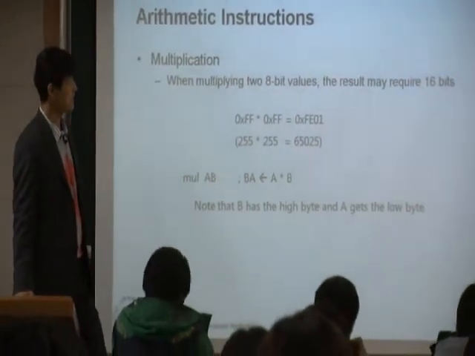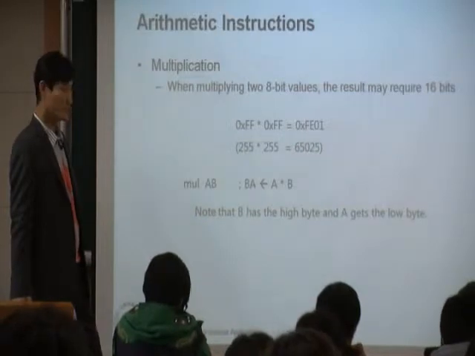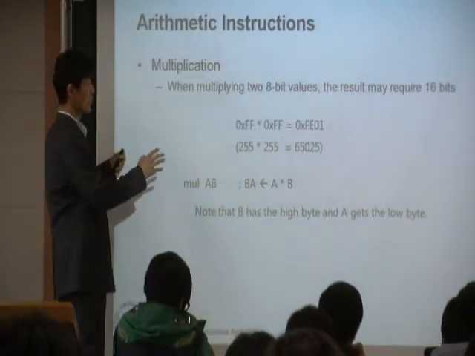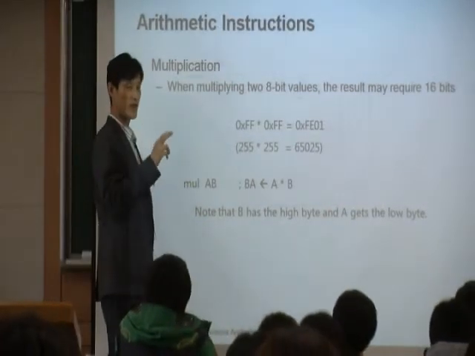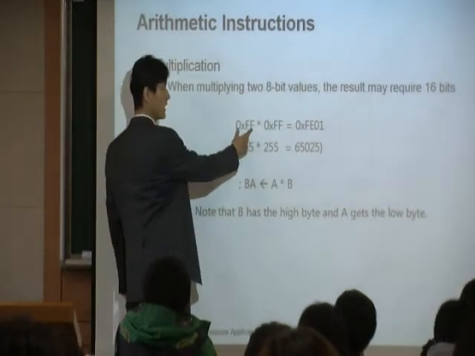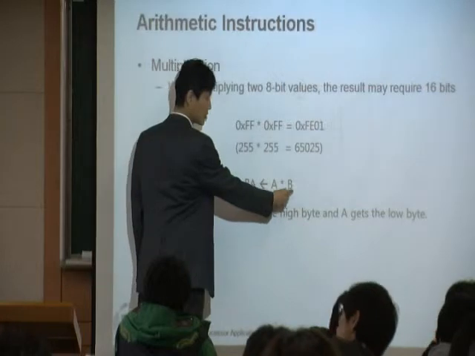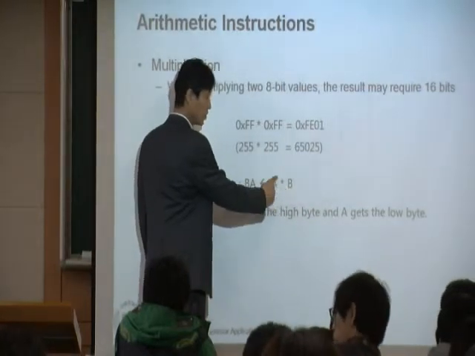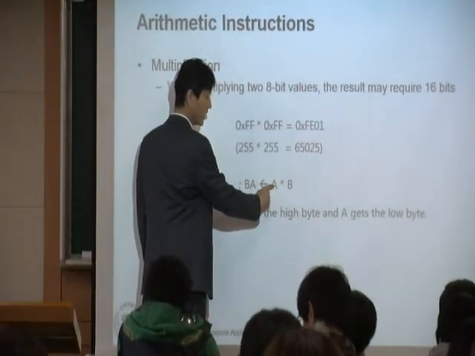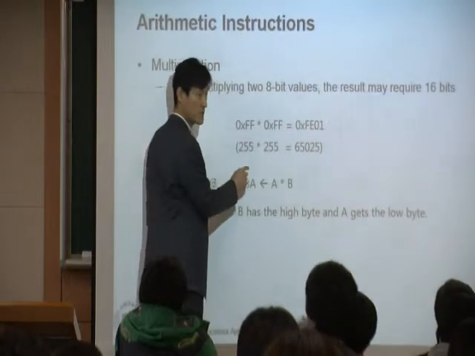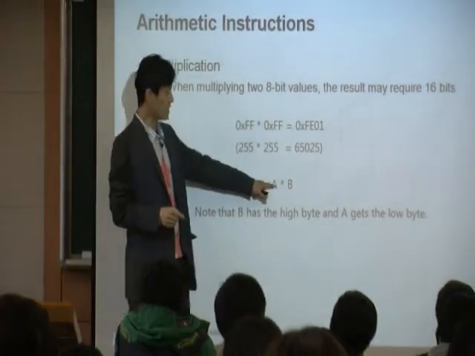Multiplication actually is a little bit different. We have 2 values, and each value is 8-bit. Let's say you have a value in A, and you have another value in B, and you want to do multiplication: the value in A times the value in B. Each one is 8 bits.